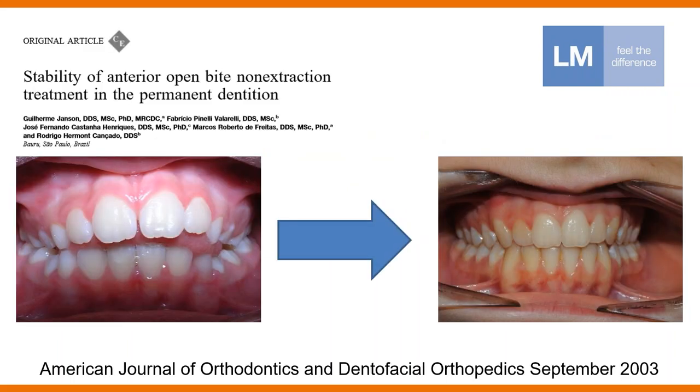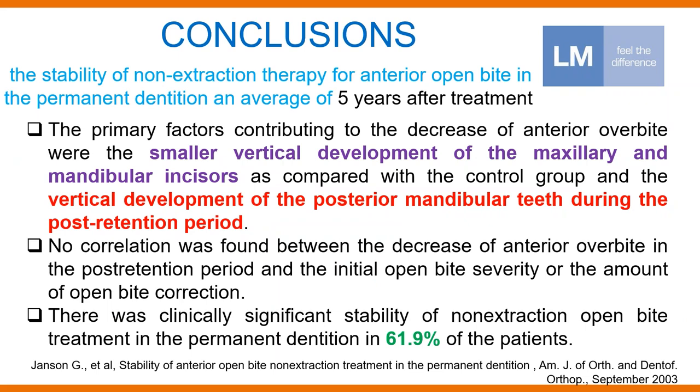And we know from the literature something very important, because if we analyze the stability of the anterior open bite treatment without extraction, we can see that some concepts are very important. The first one is that we need to control the vertical position of the bones and of the teeth, and in particular to reduce the vertical development of the posterior mandibular teeth during the retention period. And we need to have a small vertical movement of maxillary and mandibular incisors. So it means that we need to have good control in the posterior part of the arch, in particular in the position of the second permanent molars in the mandibular arch.